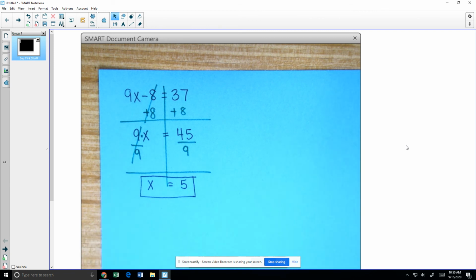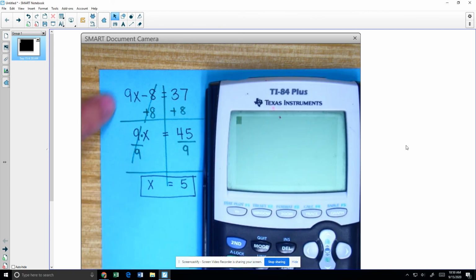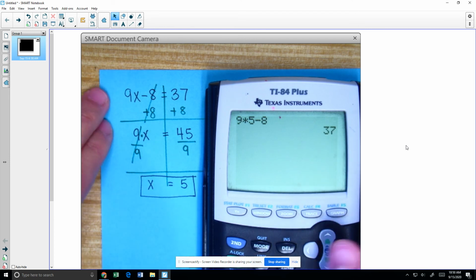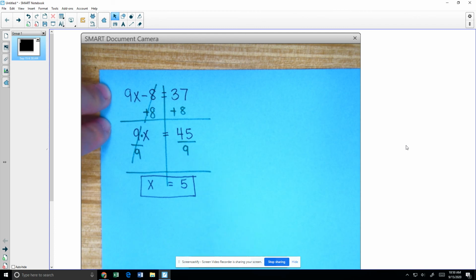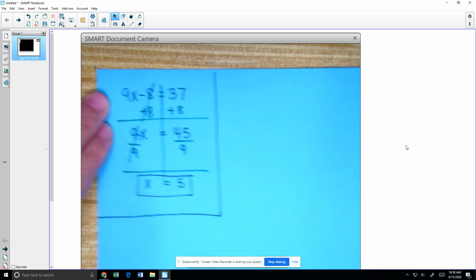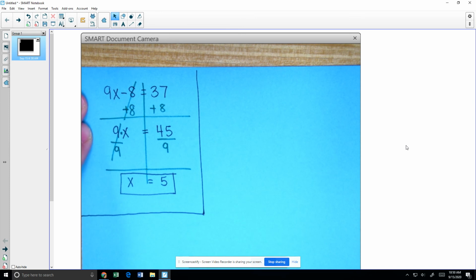Okay, and remember, you can always double check your answer. So let me plug it into the beginning question. 9 times x, we said x was 5, minus 8, does it equal 37? Yes, it does. So I know I got it right. Yay. I hope this kind of rings a bell. This is what we went over yesterday. By the way, if you haven't said hi in the chat yet, can you please say hi in the chat?